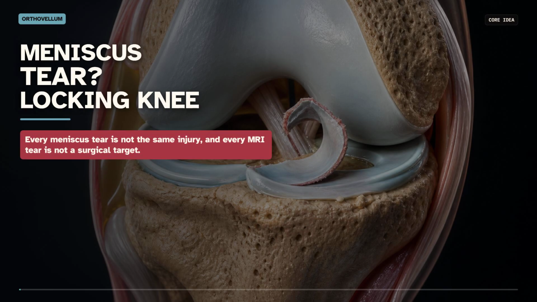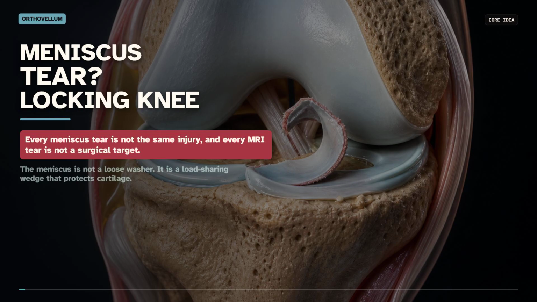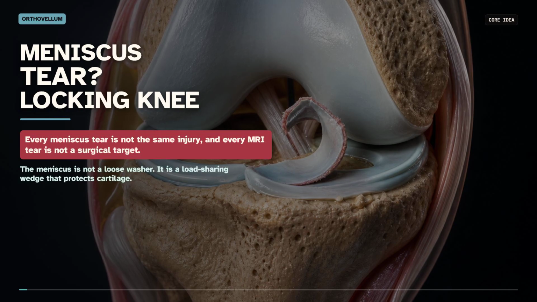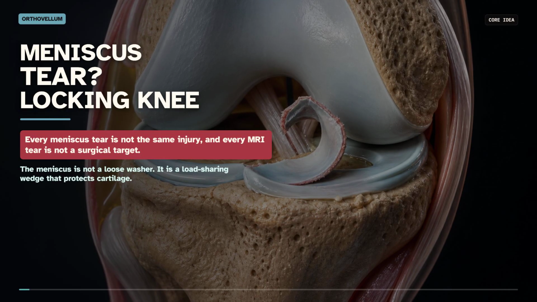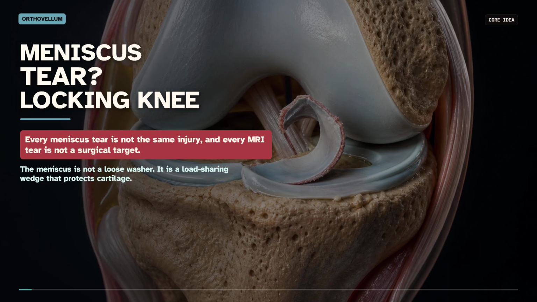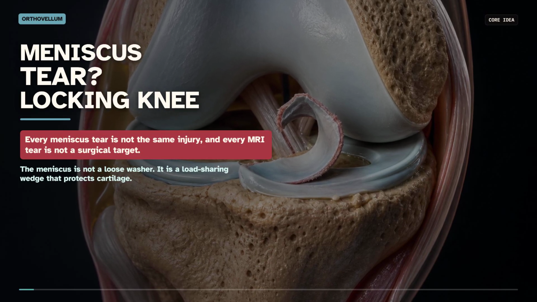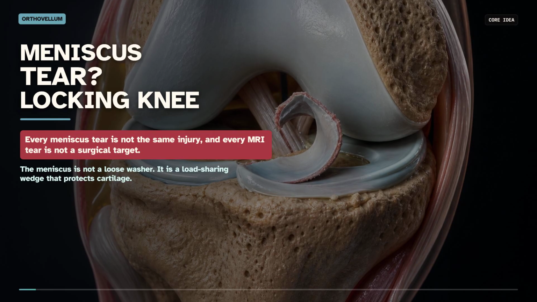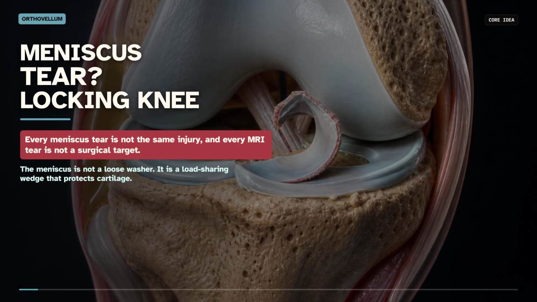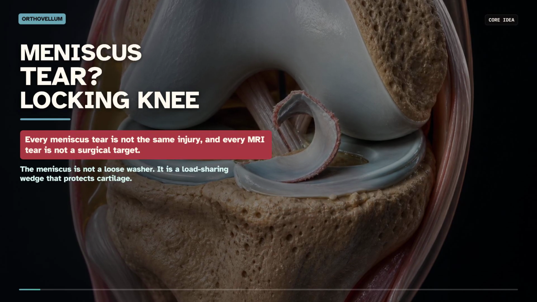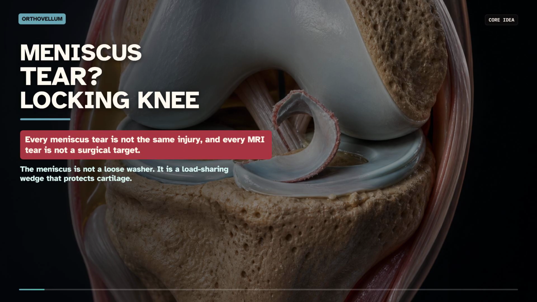Today, we are going to make meniscus tear simple without making it shallow. The meniscus is not a loose washer. It is a load-sharing wedge that protects cartilage. The common trap is this: every meniscus tear is not the same injury, and every MRI tear is not a surgical target. By the end, a patient should understand what is happening, and a resident should know what decisions matter.